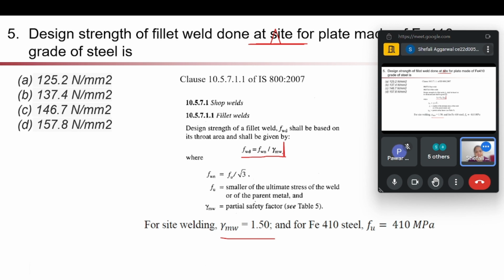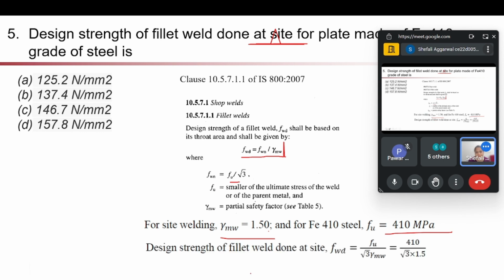So in this case, gamma mw is given by 1.5. Then Fu is given by 410 megapascal. It is already given in the question, it is made of 410 grade of steel. And then last is nothing else, no? So we can calculate the design strength. It is given by Fu upon root 3 gamma mw, which gives the answer 157.8. Okay.